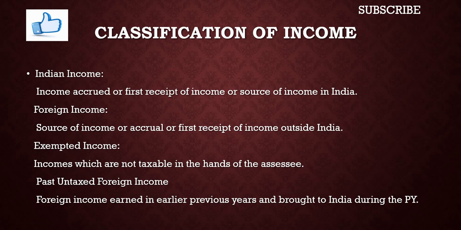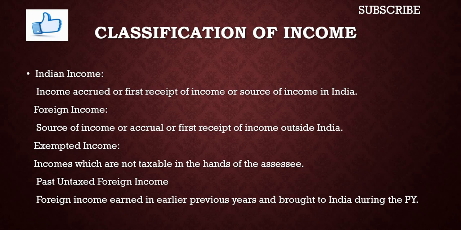Then exempted incomes. These are the incomes which are not at all taxable in the hands of the assessee. Section 10 of the Income Tax Act, 1961 provides a number of incomes which are totally exempted. For example, agricultural income from land situated in India, or dividend received on the shares of an Indian company, etc. All these are totally exempt here. Or income received on units of a mutual fund under section 10(33). All such incomes are totally exempt from tax.